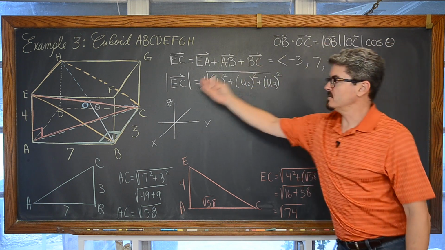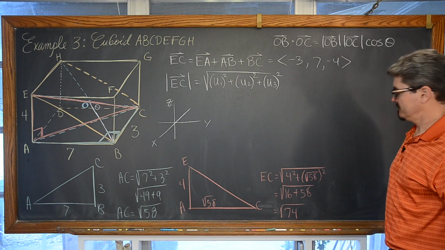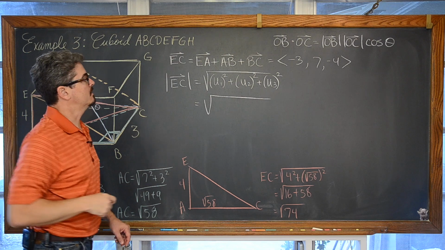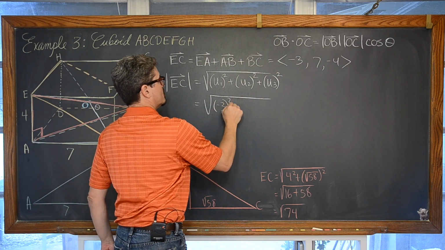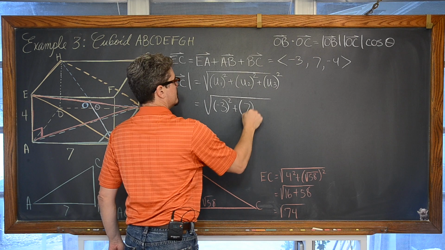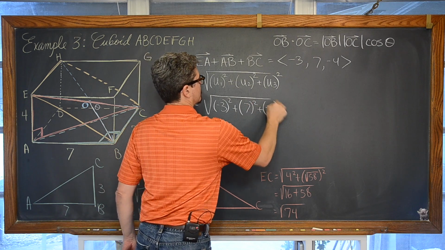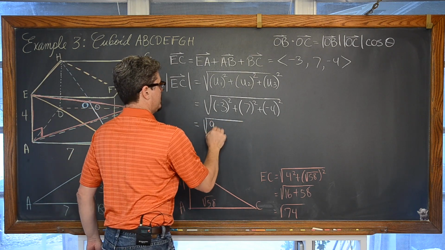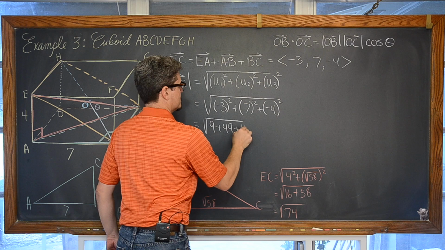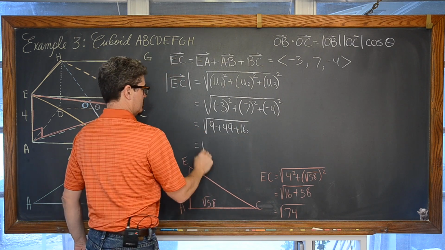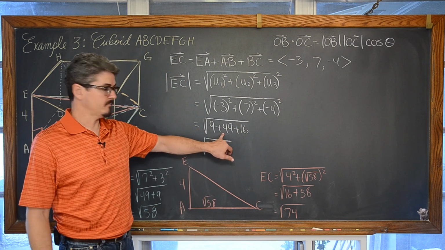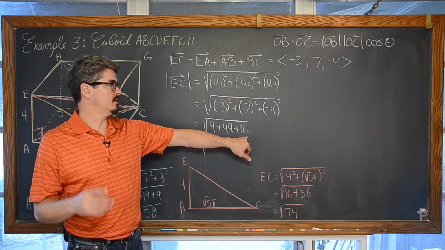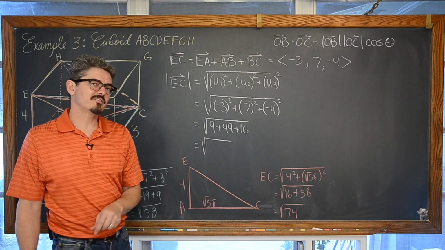So the magnitude of vector EC is equal to the square root of -3 squared plus 7 squared plus -4 squared. That's going to be the square root of 9 plus 49 plus 16. That is going to be the square root of 49, 59. 59 and 6 is 65. And 65 and 9 is 74.